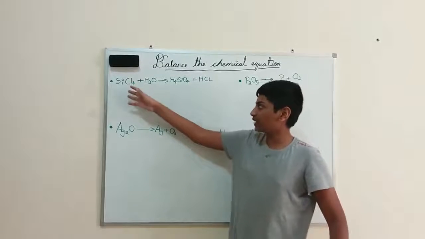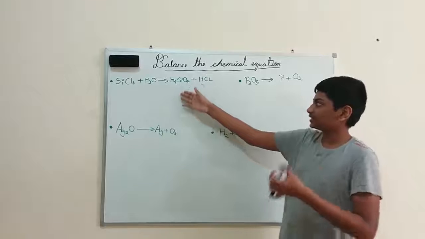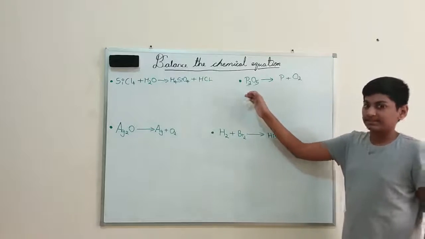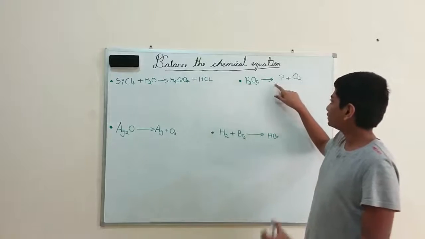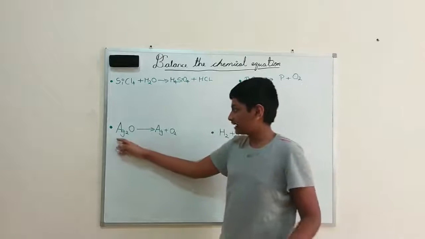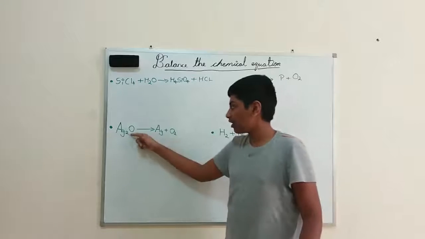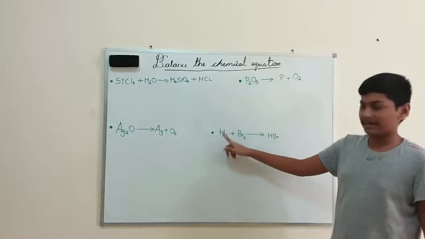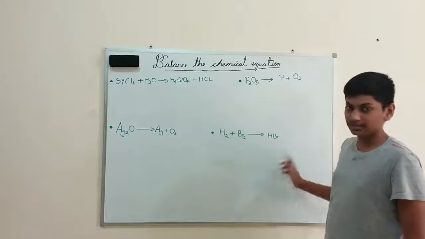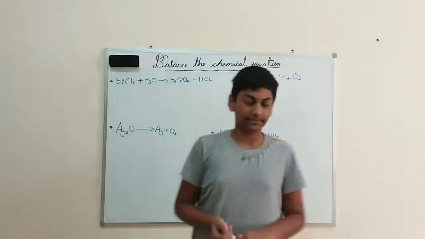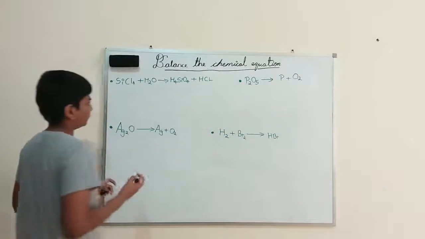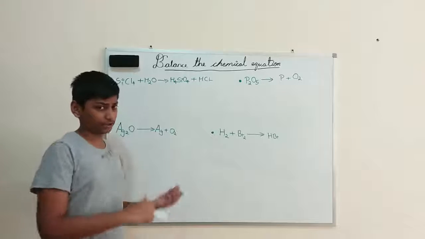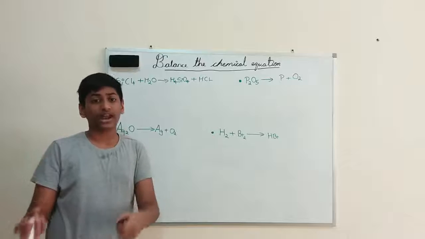First one is silicon chloride plus water gives us hydrogen silicon oxide plus hydrochloric acid, and P2O5, which is nothing but phosphorus oxide, gives us phosphorus and oxide, and Ag2O, which is nothing but silver oxide, gives us silver and oxide, and H2, which is nothing but hydrogen, plus bromine gives us hydrogen bromide. So let's balance them. Okay. As I told, if you have a lot of practice, you can just pause the video and try it for yourself, and to verify your answer, you can see me.